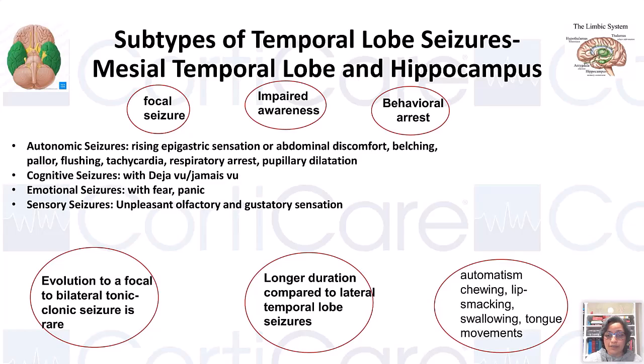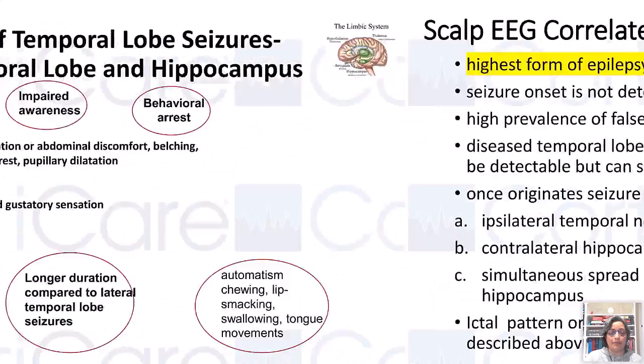All these seizures are focal seizures. Patients do have impaired awareness. There is behavioral arrest. However, the seizures which originate from the mesial temporal lobe and hippocampus do not evolve to bilateral tonic-clonic. These seizures are of longer duration compared to the lateral lobe seizures. And we do see automatism of the lips, chewing, swallowing, tongue movements, and things like that.